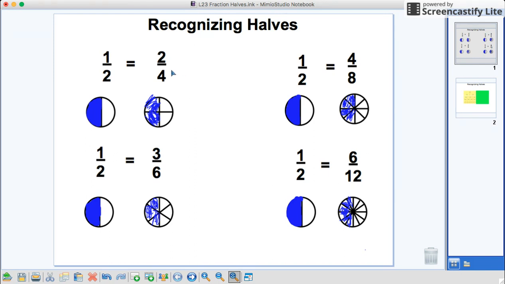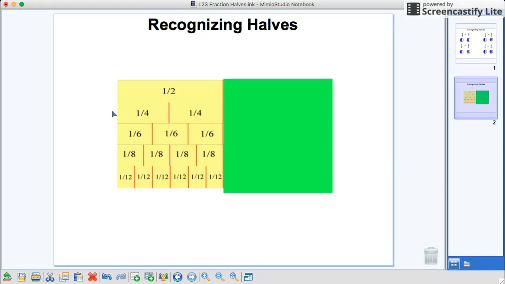Now I want to highlight something. I want you to look at all of our new fractions. The denominators on all of those new fractions are multiples of 2: 4, 6, 8, and 12. Sometimes you will see fractions represented with the fraction bar, where you have 1/2, you have 2/4, 3/6, 4/8, and you have 6/12.